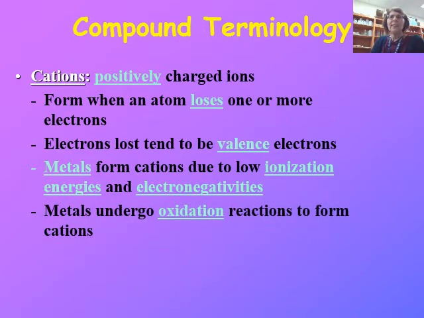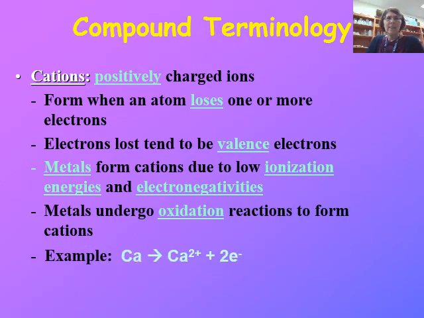We'll talk about this in a later unit. Actually, not Unit 8 here. It will probably be Unit 6. Metals undergo oxidation reactions to form cations. So what happens is that a neutral calcium atom will lose 2 electrons to form a +2 charge.